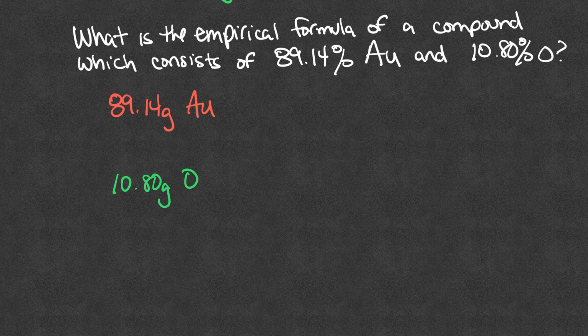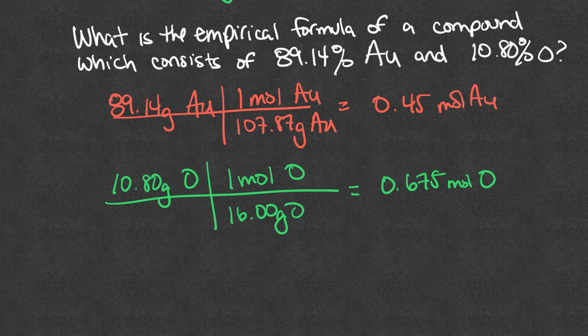All right, now your very first step is to convert this to moles. We know from the periodic table that for every 1 mole of gold, you have 107.87 grams of gold. You put this in the calculator, and you get 0.45 moles of gold. Okay, do the same thing for oxygen. We know that for every 1 mole of oxygen, there's 16.00 grams of oxygen. You plug this in the calculator and you get 0.675 moles of oxygen.